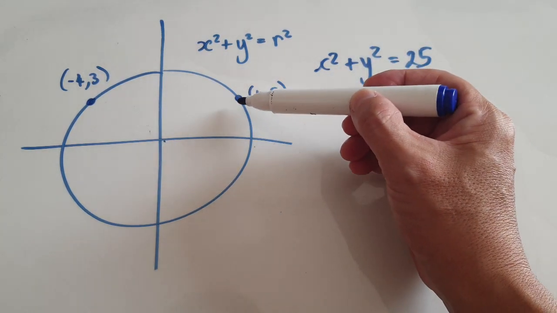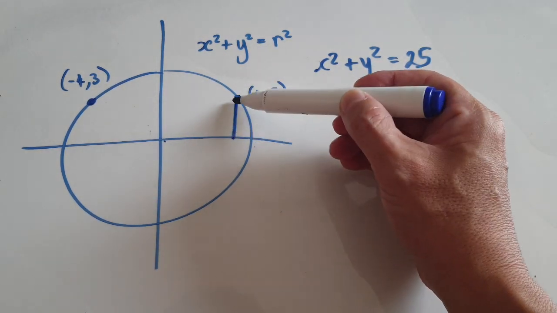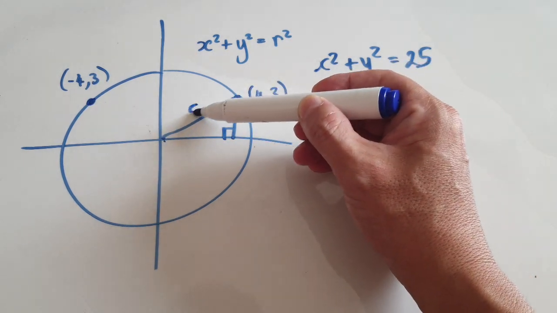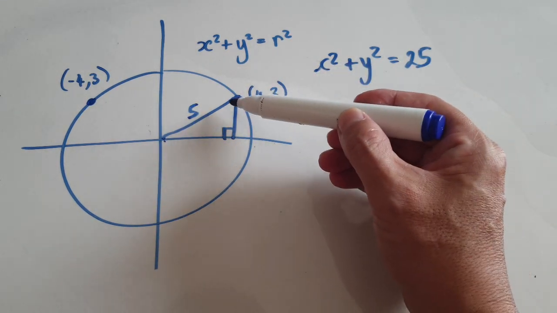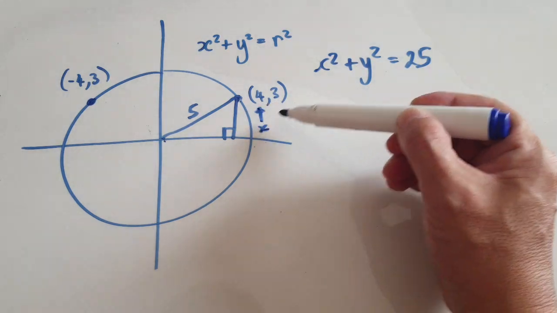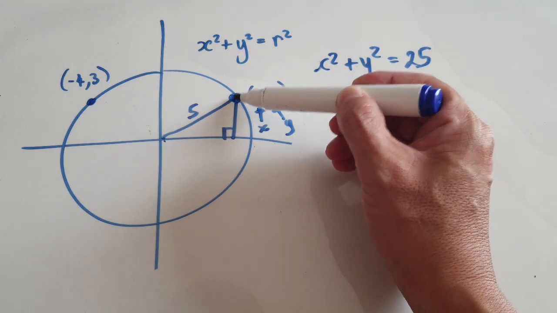Well, if you select this point here at 4 across, 3 up, you've got a right angle triangle here. And we know it's a circle of radius 5. Now, if you use Pythagoras on this, this is your x, this is your y. Look what happens when you use Pythagoras on this point here.